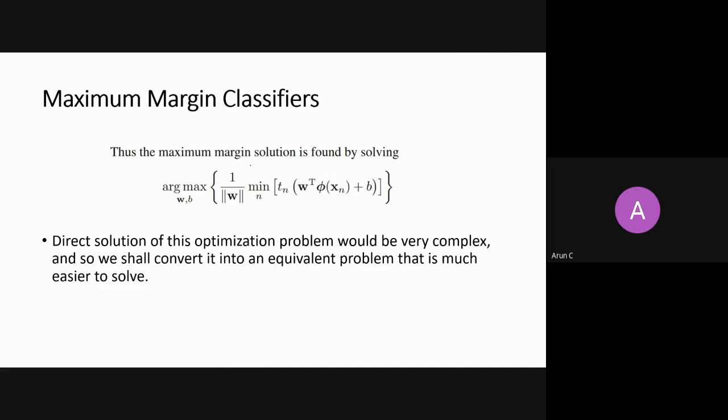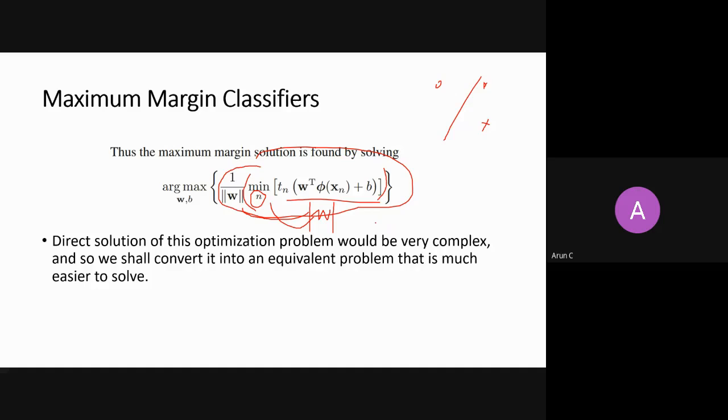Then we said that we take the minimum over all the points. There could be 100 points: this is the first point, second point, third point. So we are taking the minimum over all points, and this norm of W was inside the minimum. But the minimum over n doesn't depend upon W. It acts as a constant, so we are bringing this W outside the minimum term.